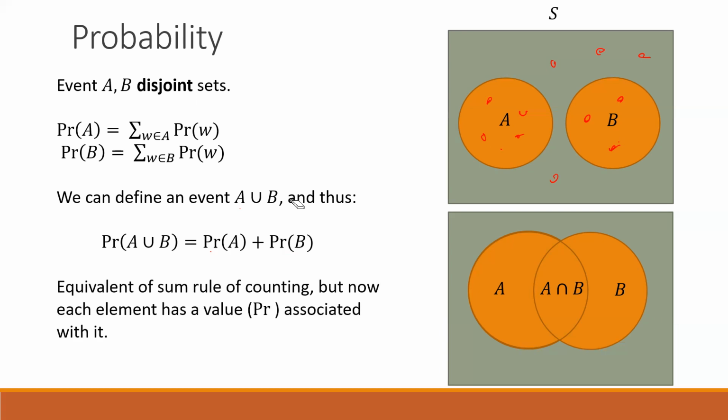So this is equivalent to the sum rule of counting, right? When we were counting before, we would say each of these is worth 1, and then we count up the total. But now we're saying each of them might be worth some value between 0 and 1. So the sum rule is the same, except instead of counting 1 plus 1 plus 1, we're counting whatever the probability function tells us to count. All right, questions?